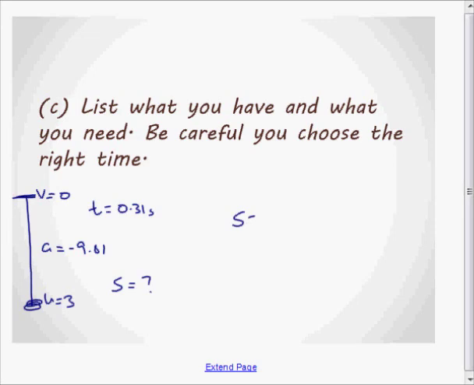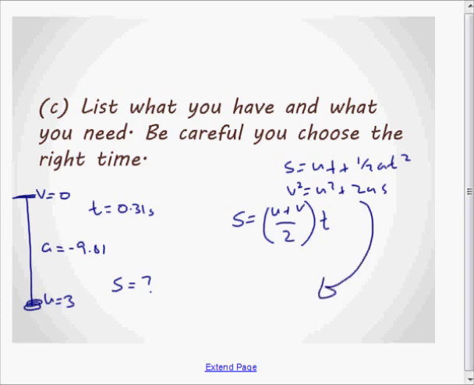Let's use S equals (U plus V) over 2 times T. One that I would recommend using is S equals UT plus half AT squared, or you could actually use V squared equals U squared plus 2AS. Actually, maybe we use that one because we're not using a calculated value. So 0 is equal to 3 squared plus 2 times negative 9.81 times S.